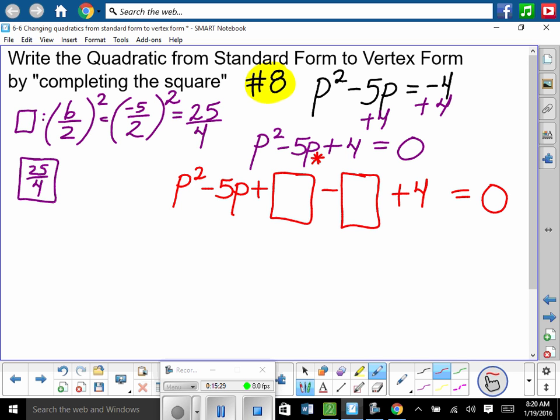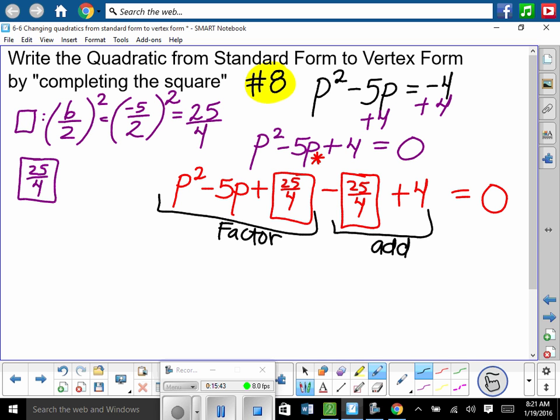Then from there, we know that our square was 25/4. Then you group the first 3 terms and factor. Group the last 2 terms and add. So we know this is going to factor. Well, we haven't ever had to factor fractions, but we know a trick. You always look back inside the parentheses before you squared it. So it was negative 5/2. So this is going to factor to be p minus 5/2 squared.